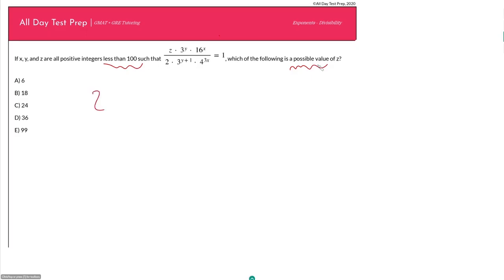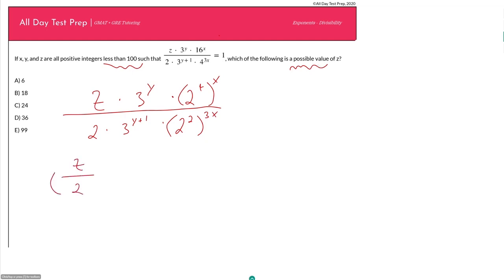And so I will rewrite this and break up my bases as much as I can. So 16 raised to the x, 16 is just 2 to the 4th. So that is 2 to the 4th raised to the x all over 2 times 3 raised to the y plus 1 times 2 squared raised to the 3x. And so now I'm doing multiplication on the top and bottom.